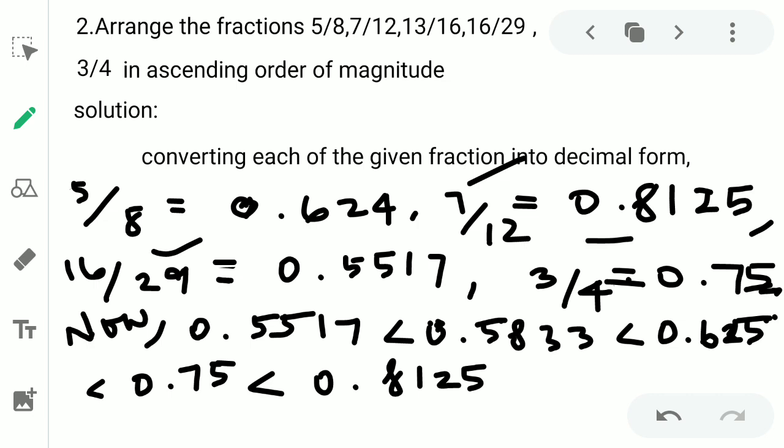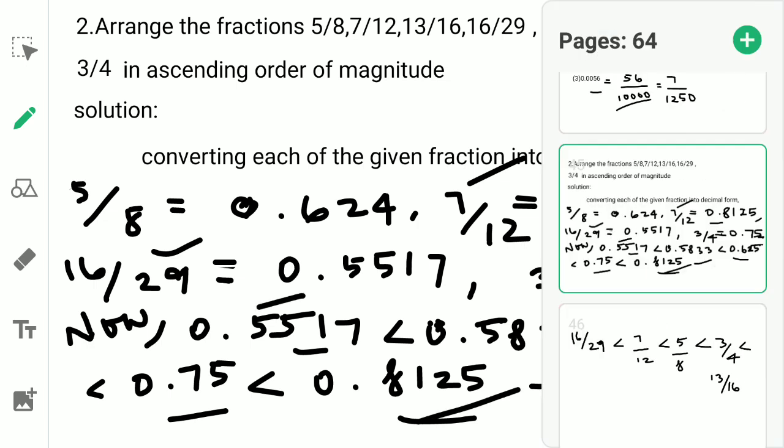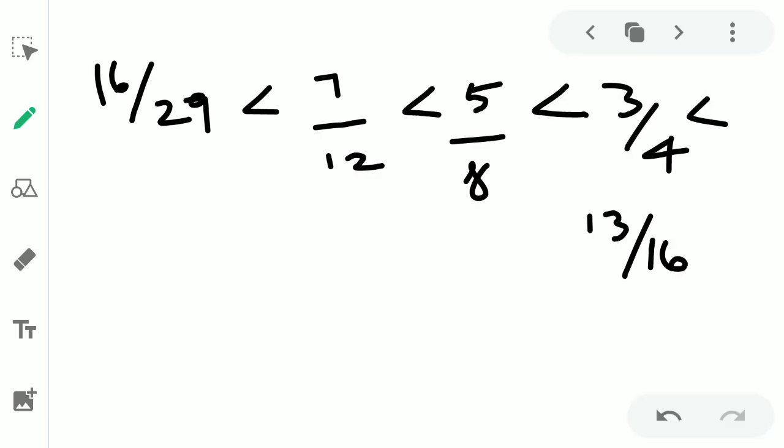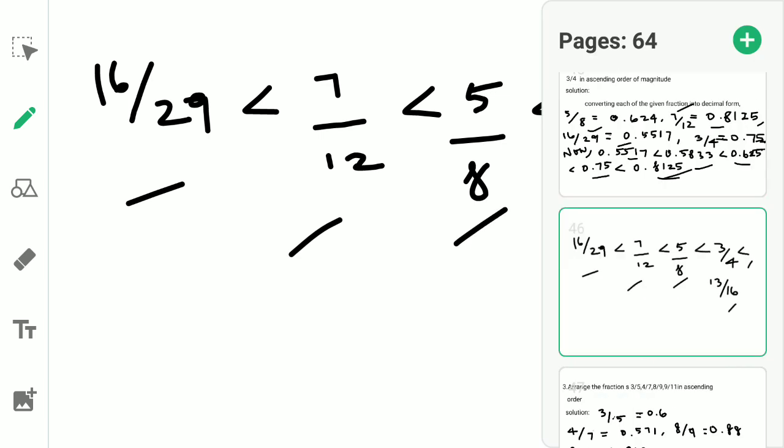Now, in ascending order of magnitude, we have to arrange them. So, which is the smallest here? 0.5517, 0.5833, and then 0.625, 0.75, 0.8125. So, this is the greatest, this is the smallest one. So I am arranging them as fractions: 16 by 29, 7 by 12, 5 by 8, 3 by 4, 13 by 16.